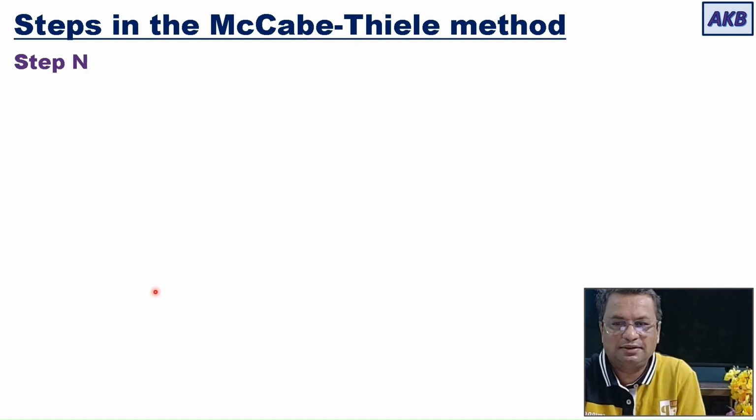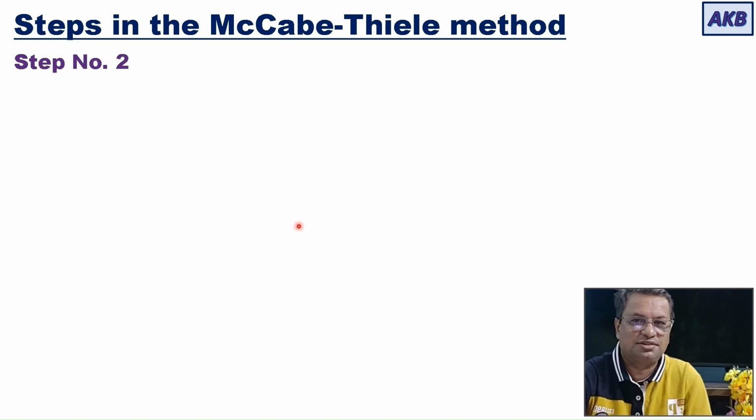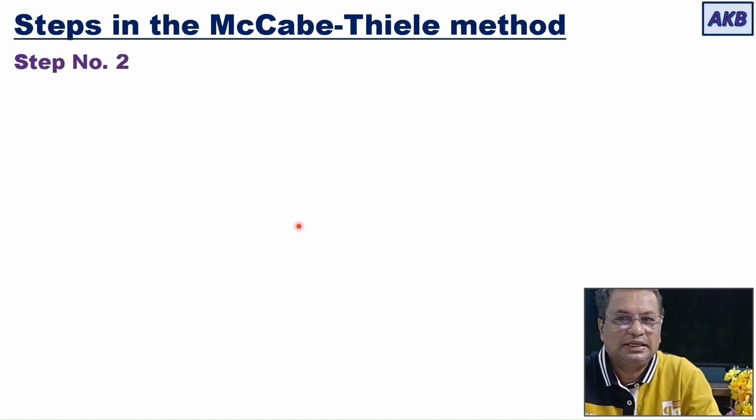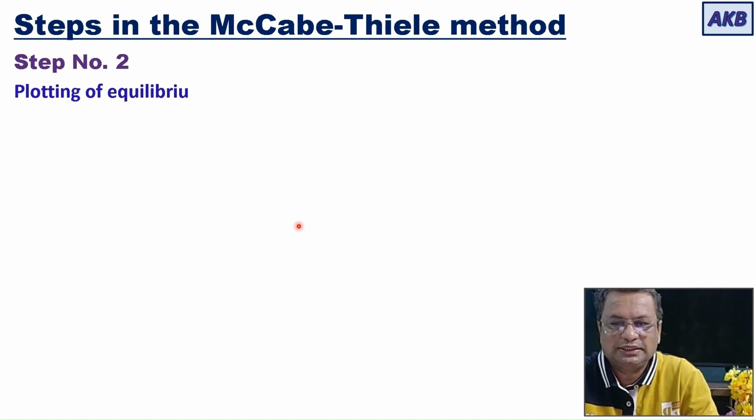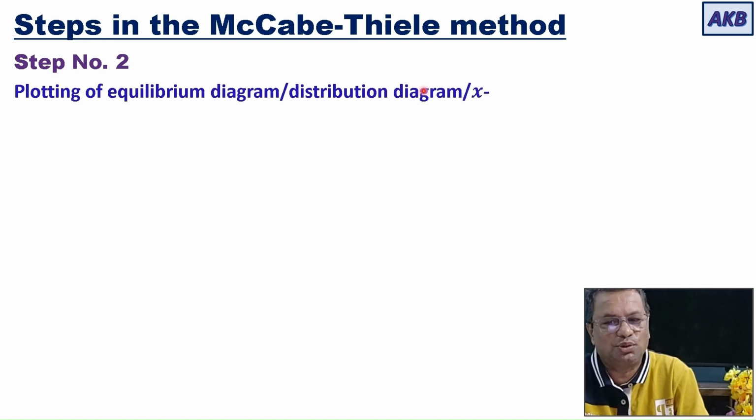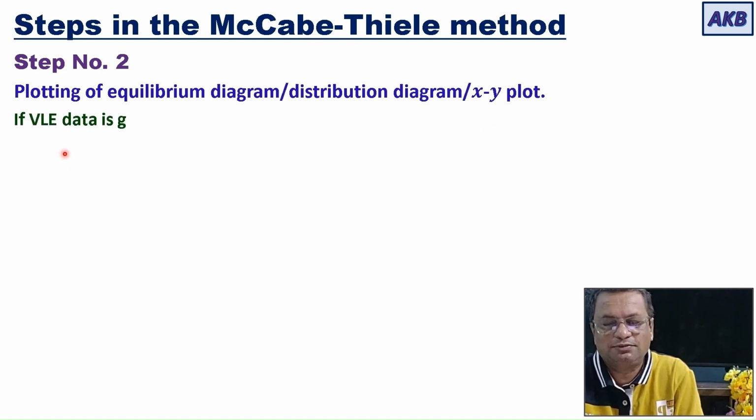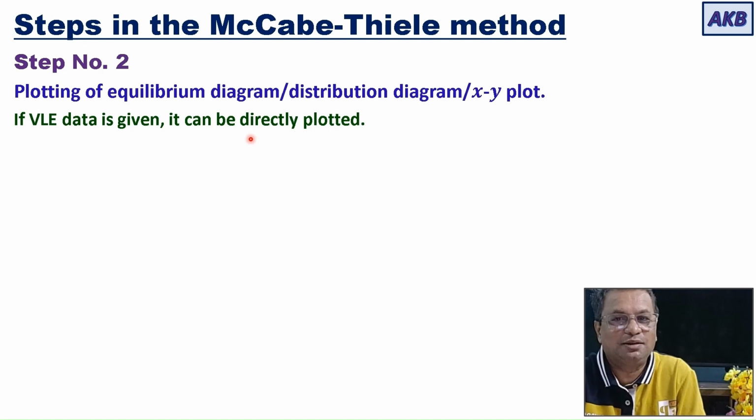Okay, then let us know step number 2. That ends step number 1, where we have found out any unknown quantity. Then you have step number 2, in which you are going to plot the equilibrium diagram, which is also called the distribution diagram, or the XY diagram. For that, the first possibility is the VLE data may be given to you. If that is the case, then you can directly plot it.